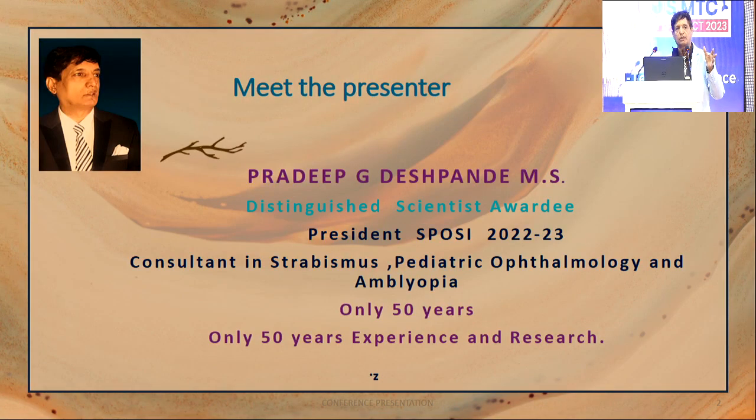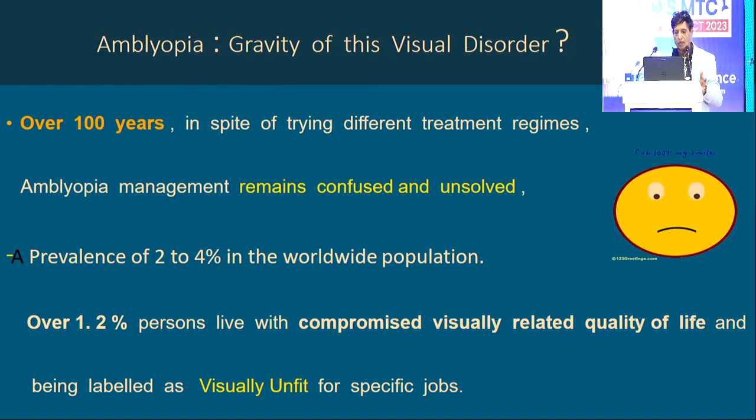It is my experience of only 50 years in this particular branch, and I am working on amblyopia and all these things for almost the last 15 years. Well, over 100 years, in spite of trying different regimes, amblyopia management remains confused and unsolved. The prevalence is over 2 to 4% in the worldwide population. Over 1.2% of persons live with a compromised visual-related quality of life and are labeled as visually unfit when they go for different, specific jobs.